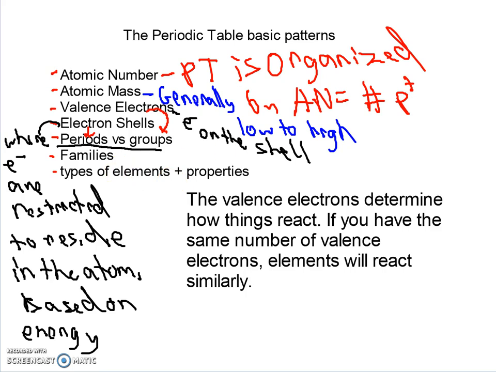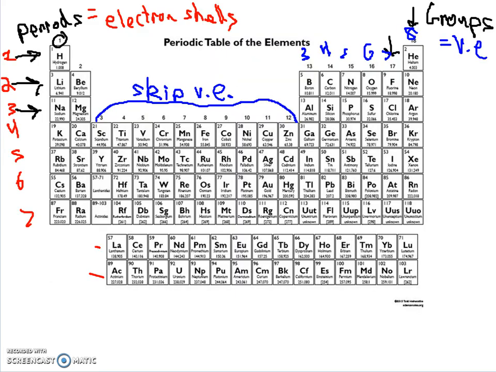Okay, so families. There's some that you're actually going to have to memorize. So let's use some highlighting. This first group in yellow is called the alkali metals. Alkali metals. This second, now notice I left out hydrogen. It's not actually a metal. We'll get back to that after I do the families here.